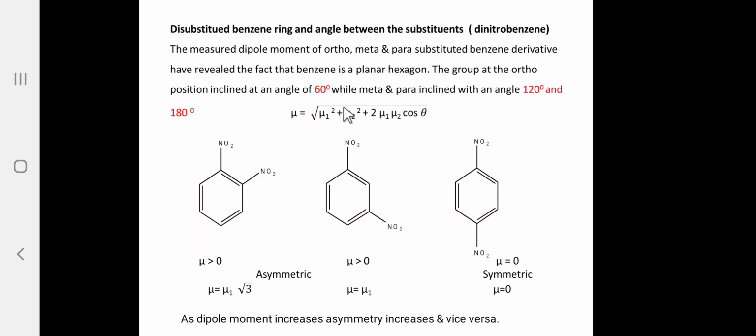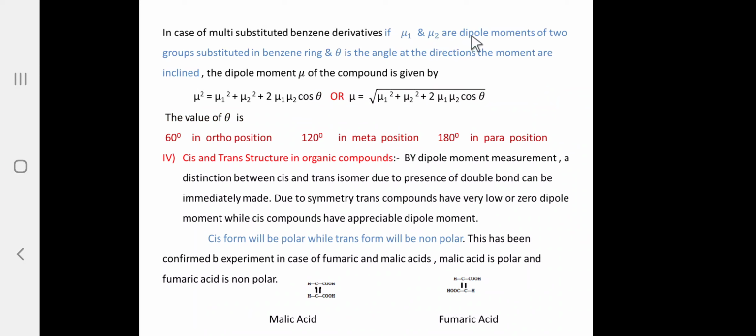So, the disubstituted benzene ring and the angle between the substituents. Mu 1 and mu 2 are the dipole moments of the two groups substituted in the benzene ring. Theta is the angle at which the moments are inclined. The dipole moment is again given by the same formula, mu is equal to under root mu 1 square plus mu 2 square plus twice mu 1 mu 2 cos theta, or mu square is equal to mu 1 square plus mu 2 square plus twice mu 1 mu 2 cos theta. Just by substituting the values of mu 1, mu 2 as well as theta, we can find out the dipole moment of the disubstituted benzene ring.